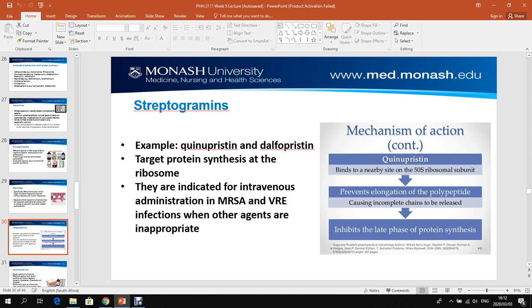These are good examples of streptogramins. Usually they are indicated for intravenous administration in cases where there is MRSA, or where vancomycin resistance is suspected.